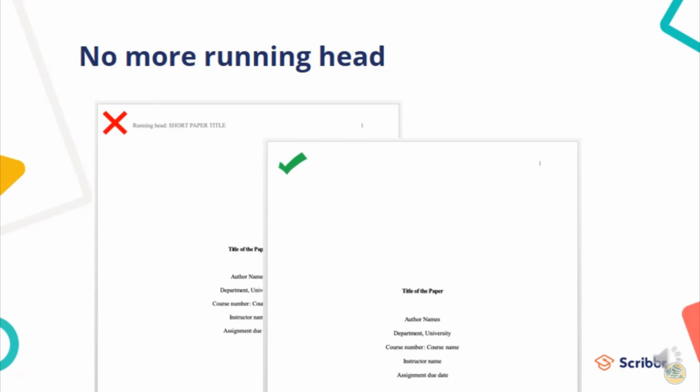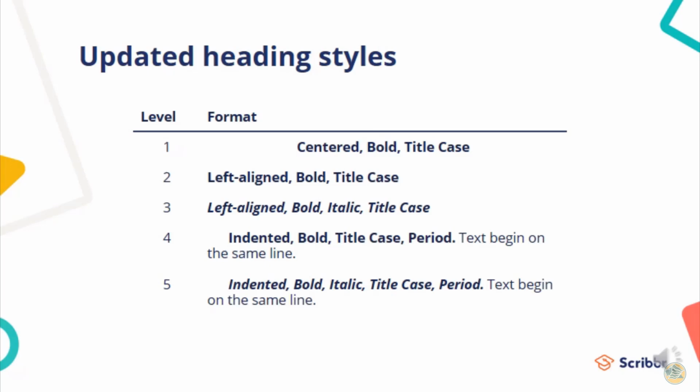In student papers, a running head stating the paper title at the top of every page is no longer required. Updated heading levels 3, 4, and 5 are updated to improve readability, and all headings are now bold and title case.